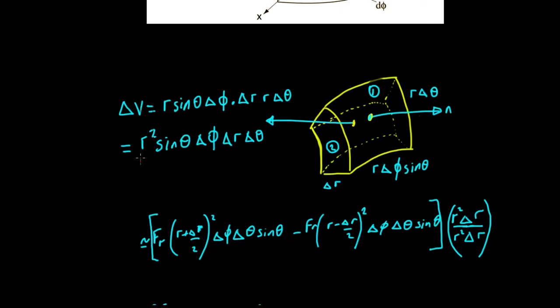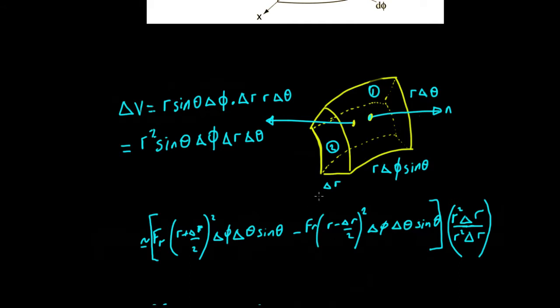So when we put those two together, we're going to have our (r + Δr/2)² Δφ Δθ sin θ. So that's for the flux in the front surface. Now the back surface, it's the same thing again.